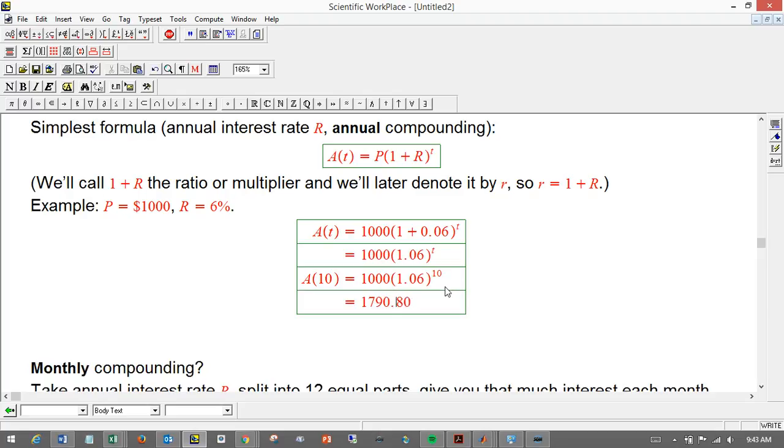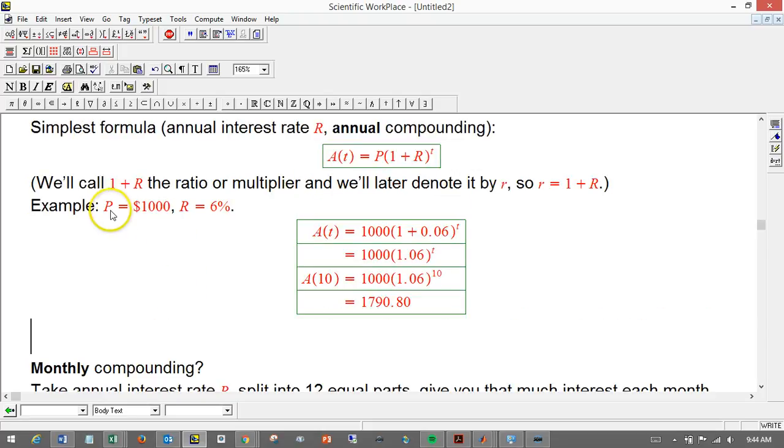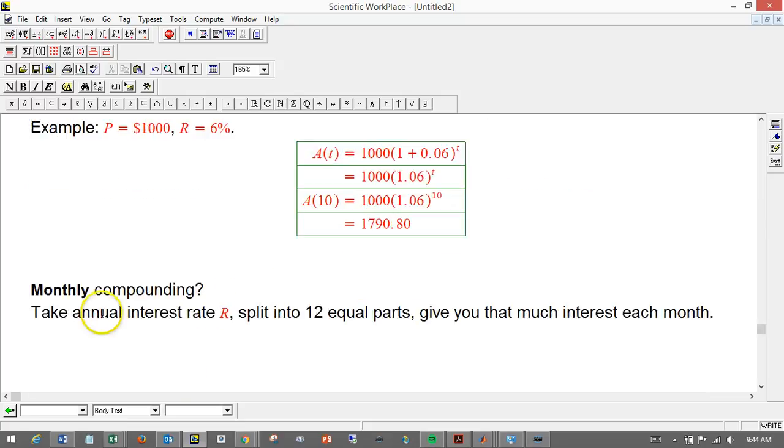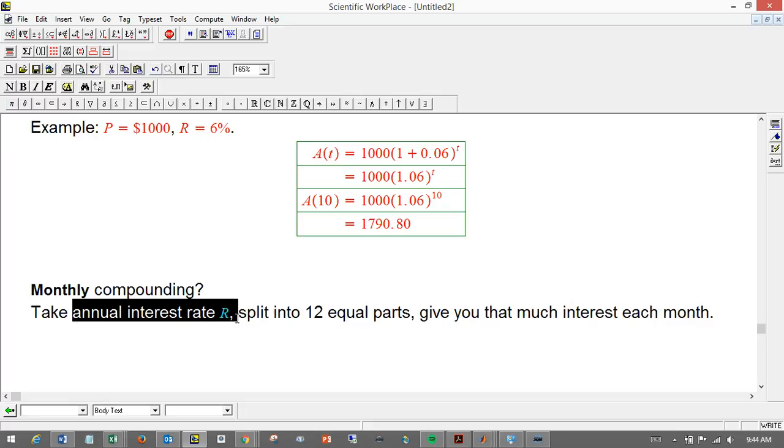But what is this monthly compounding business? It's not super complicated. What you do is, let's suppose you have the same amount of money and the same advertised interest rate, but all they say is it's monthly compounding. You take that annual interest rate of 6%, and they're just going to give it to you in installments. Now, of course, they're not going to give you the full 6% 12 times. That would amount to a 72% annual interest rate, or maybe a little more. But they're going to take the 6% and split it into 12ths.